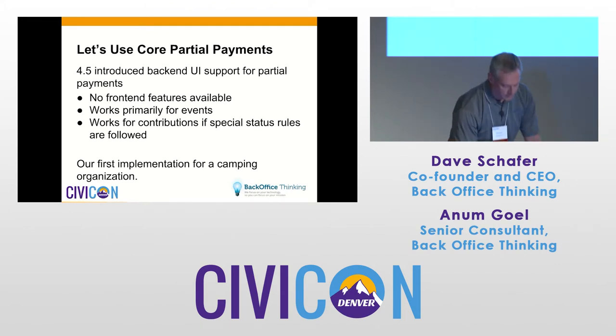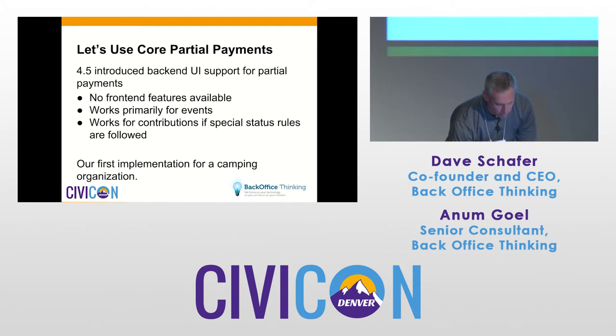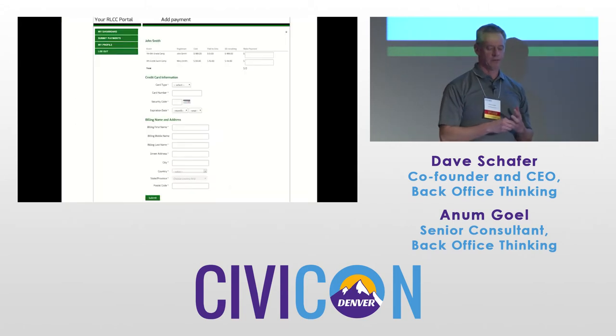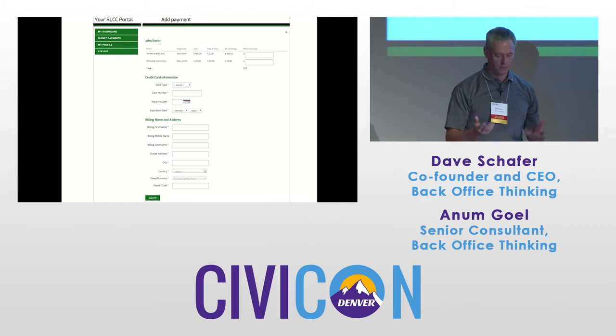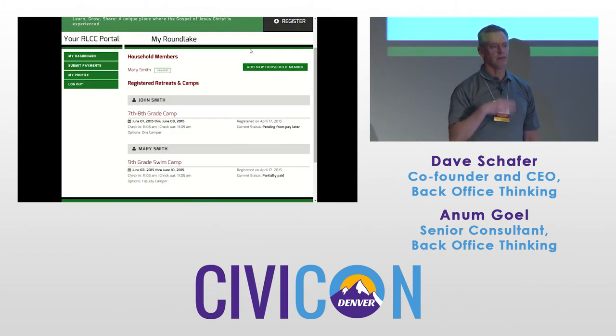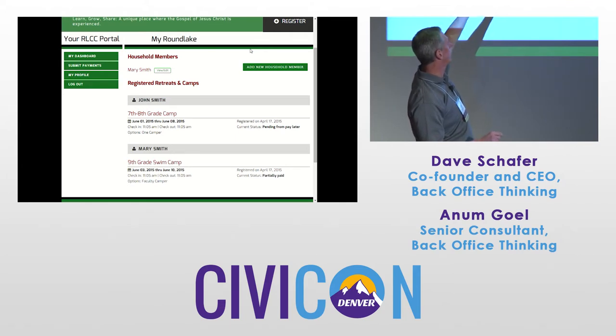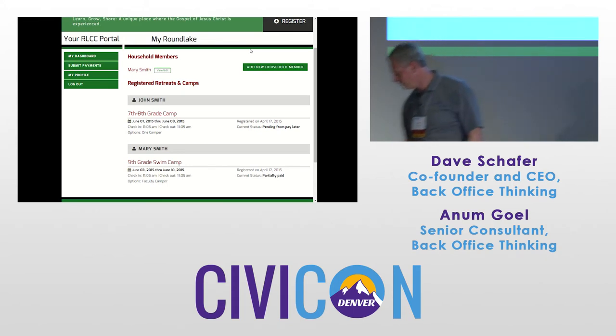So I'll show you a little demo of what we've done for Round Lake Camp. Round Lake Camp offers camping experiences primarily for kids. And the model is basically that a parent is coming here and they're registering their kids for camp. So this is the dashboard page that a parent would see. On the high level, they get to see what their household members are and what things they've registered their people for. And I forgot to do one thing, which is plug in my laptop.